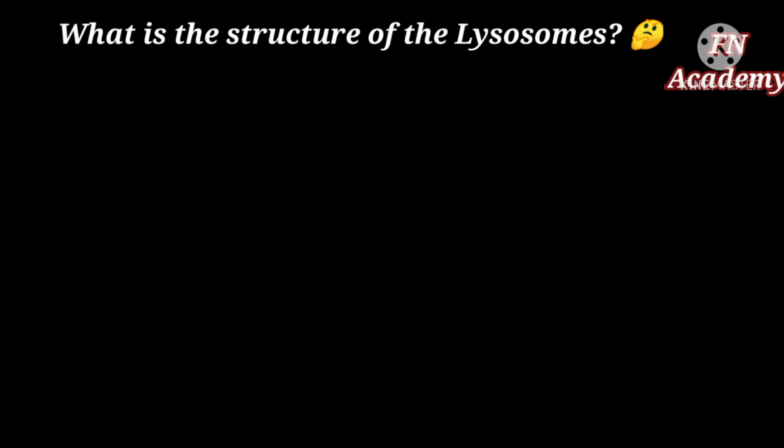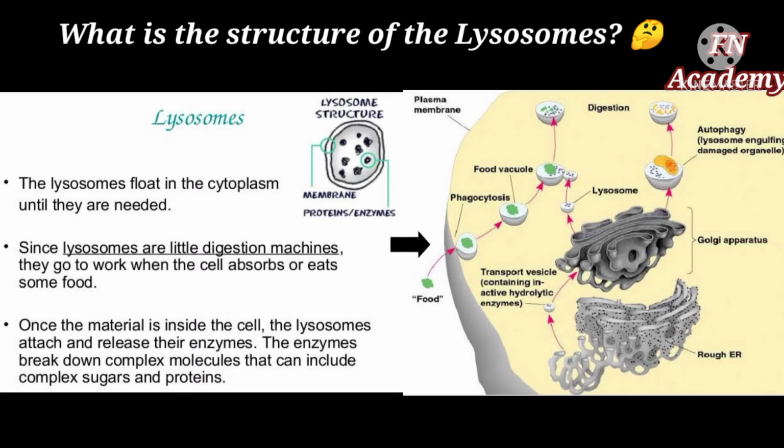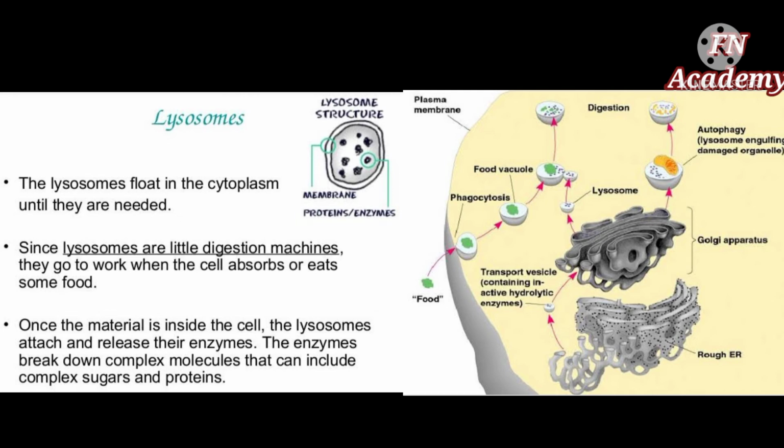Now moving on, what is the structure of the lysosomes? The lysosomes float in the cytoplasm until they are needed. Since lysosomes are little digestion machines, they go to work when the cell absorbs or eats some food. Once the material is inside the cell, the lysosomes attach and release their enzymes. The enzymes break down complex molecules that can include complex sugars and proteins.